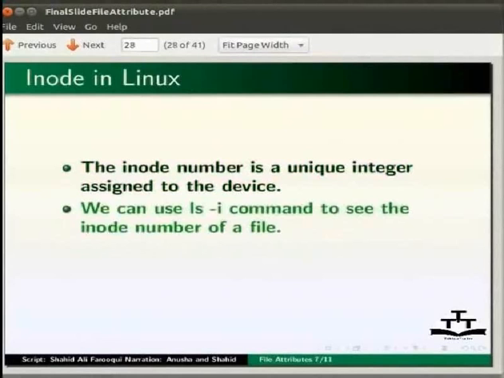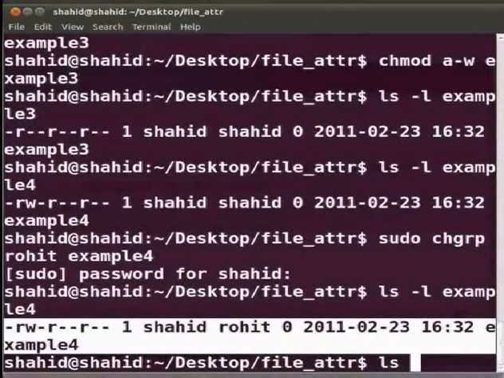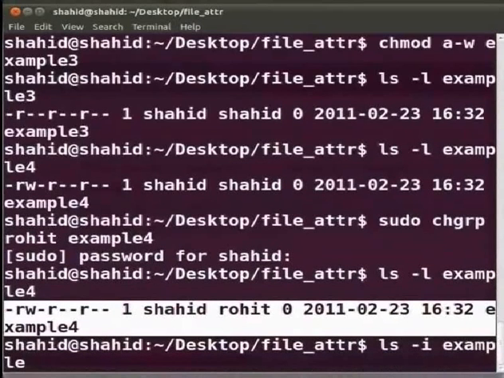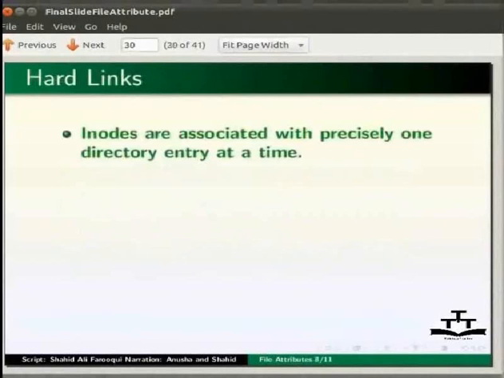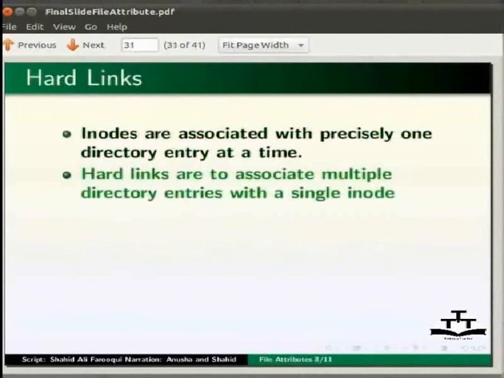We can use ls space -i command to see the inode number of a file. Type the command ls space -i space example 5. Press enter. Number written before the file is the inode number of the file. Inodes are associated with precisely one directory at a time. Hard links are to associate multiple directory entries with a single inode.